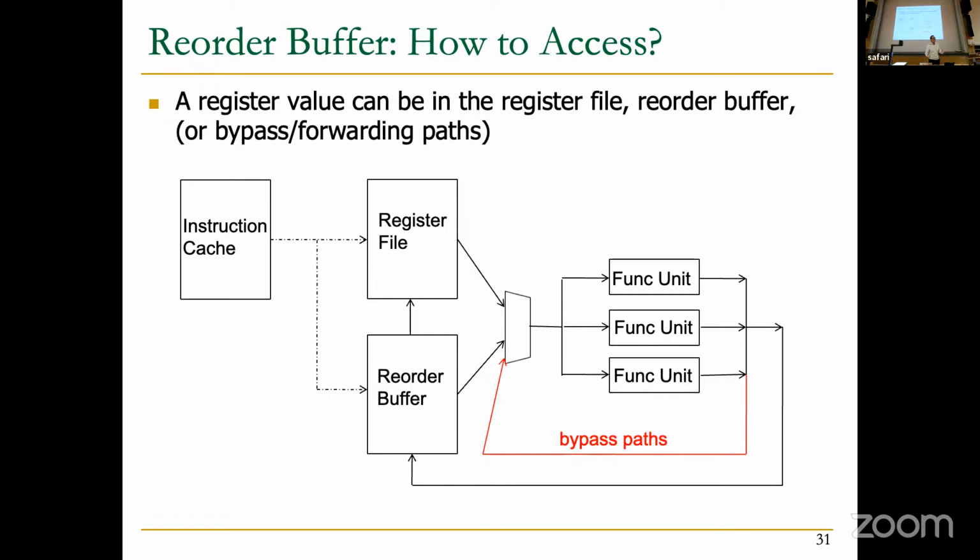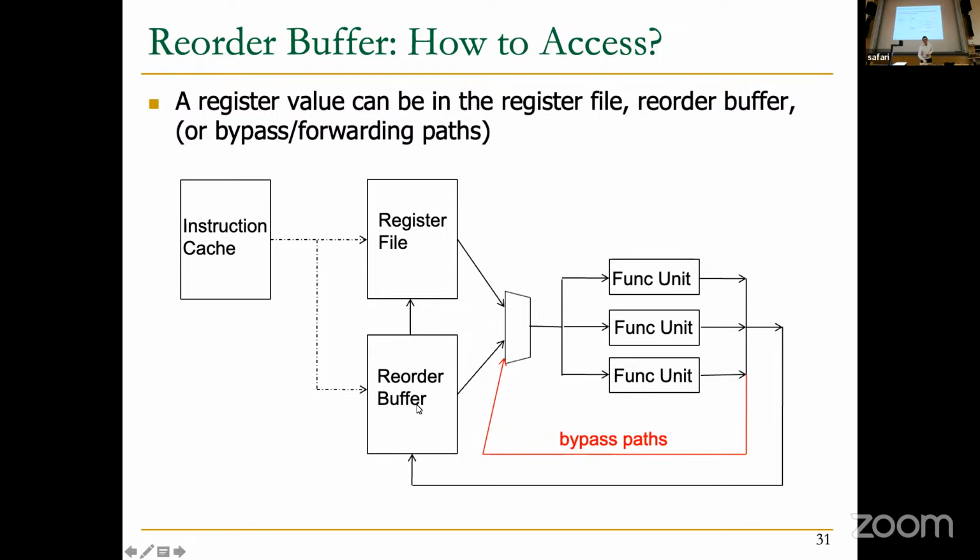Bypass path means that basically you can get the value immediately after it's produced from somewhere, right? Before it gets written into the register file or the reorder buffer. So it's actually a faster forwarding mechanism that happens in the back end of the pipeline. So let's ignore that. Even a register file and reorder buffer basically complicates the machine together.